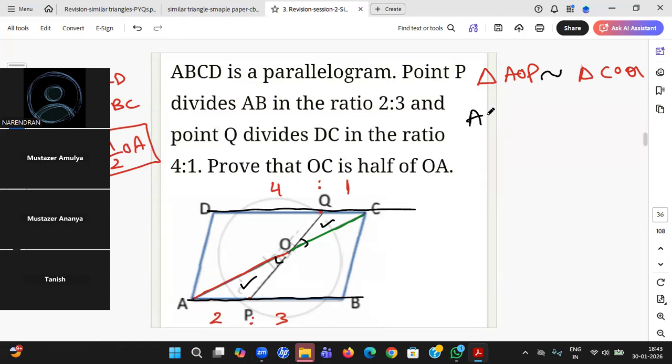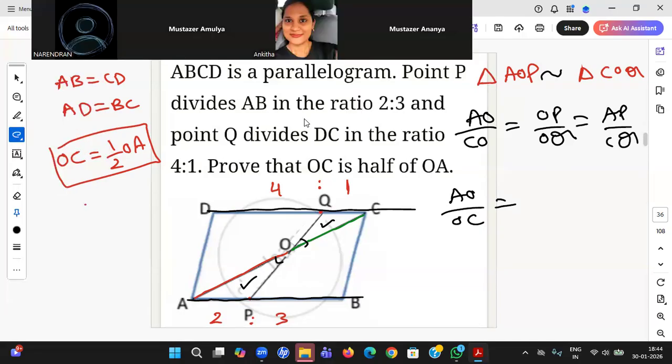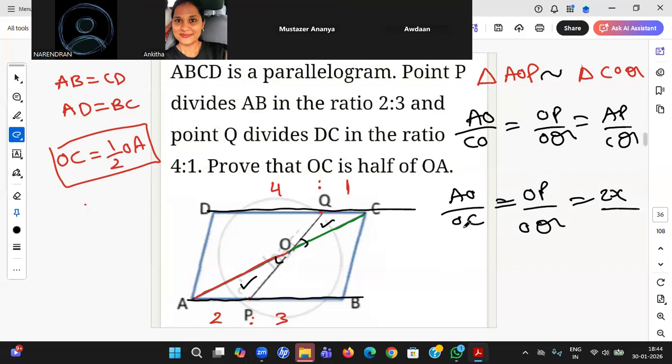So let me write CPST: AO by CO equal to OP by OQ equal to AP by CQ. So you see AO, I brought it. CO, brought it. Yes, Harshini, help me, student. What is OP? OP is nothing, right? OP only. It's nothing, OQ. What is AP, beta? Sir, AP is 2x. What is CQ? CQ is 1x. 1x or 1y?